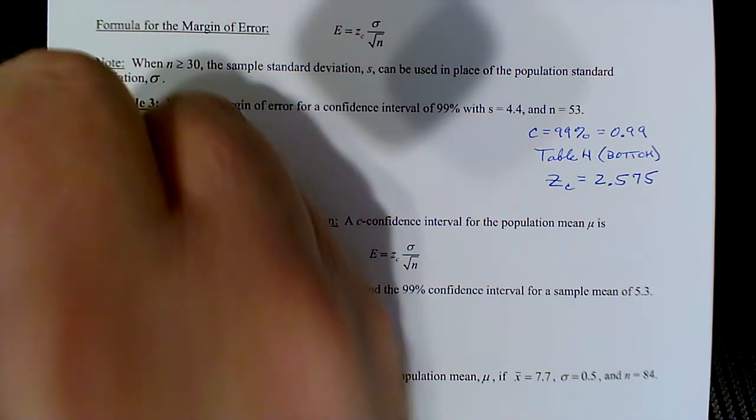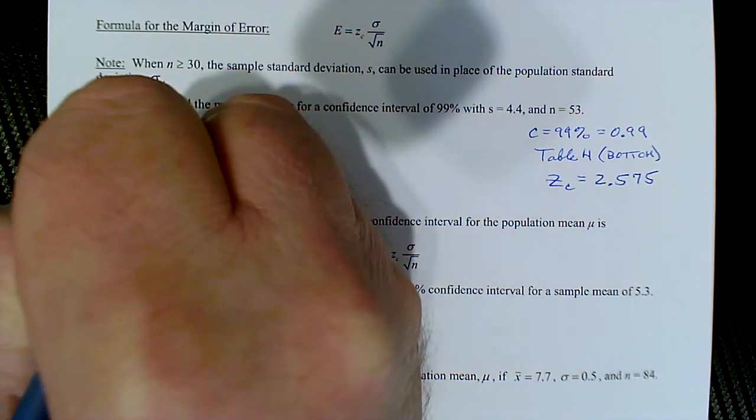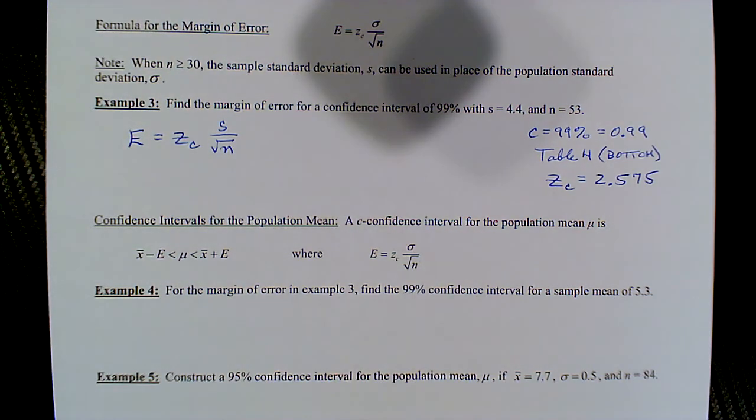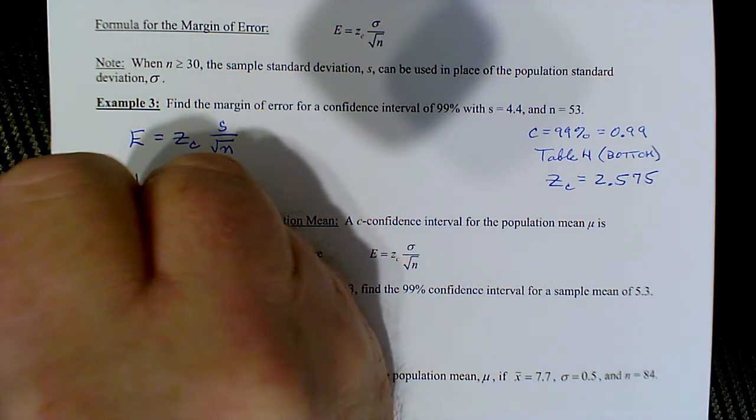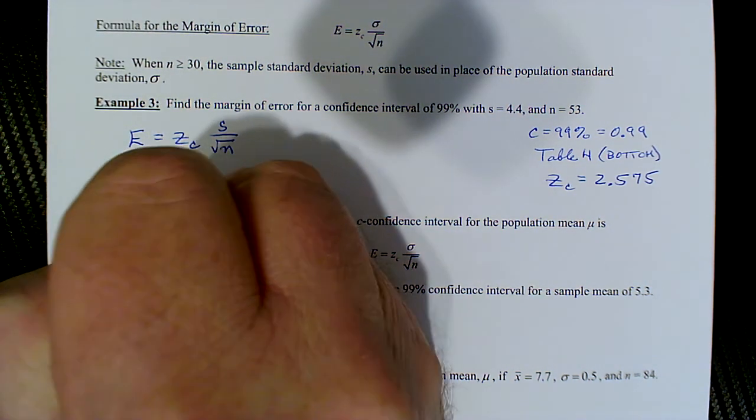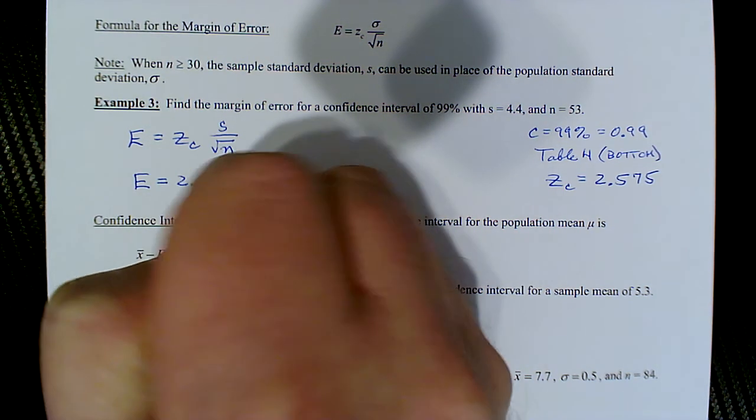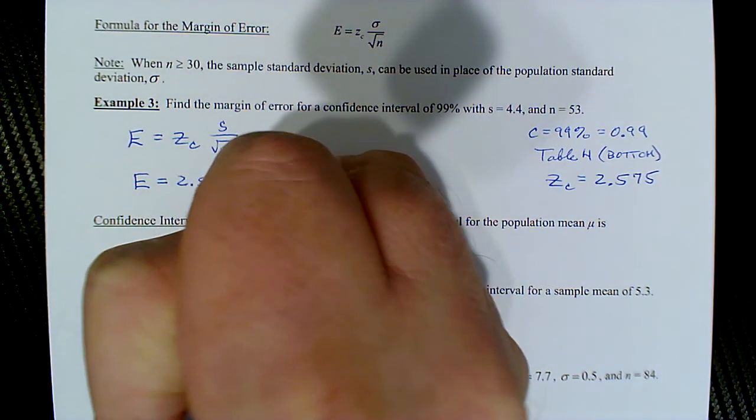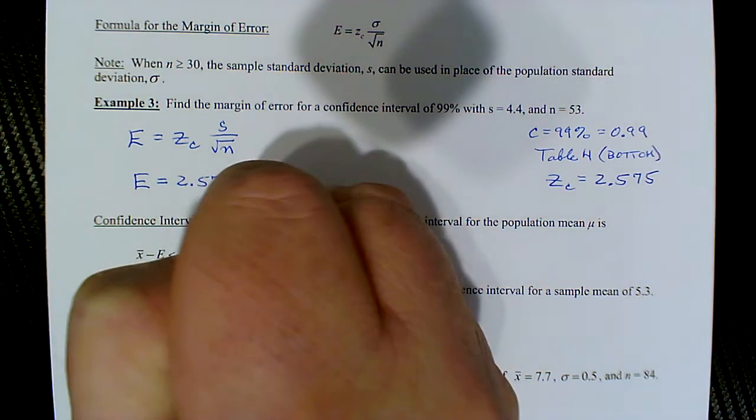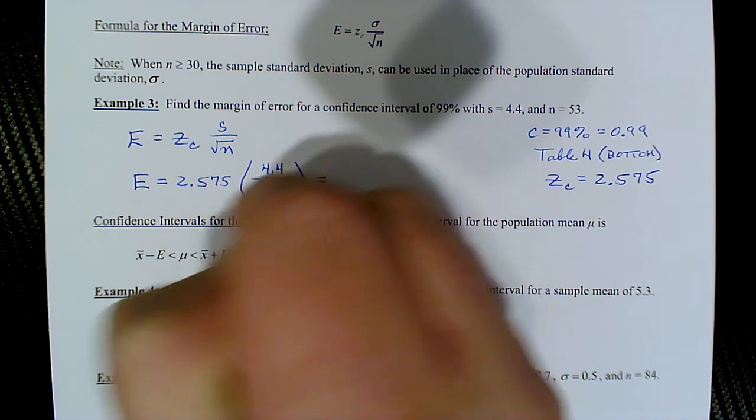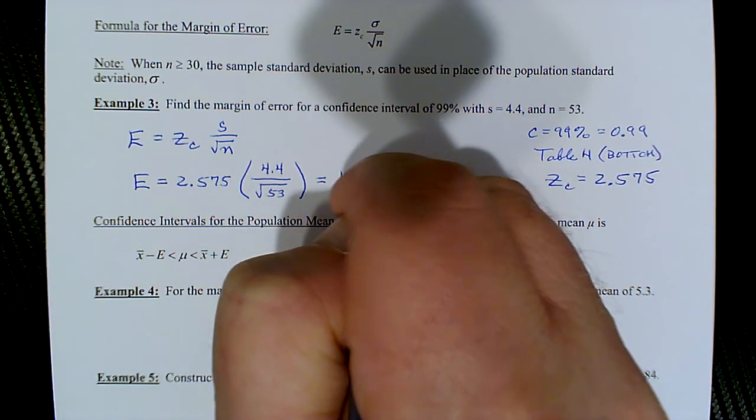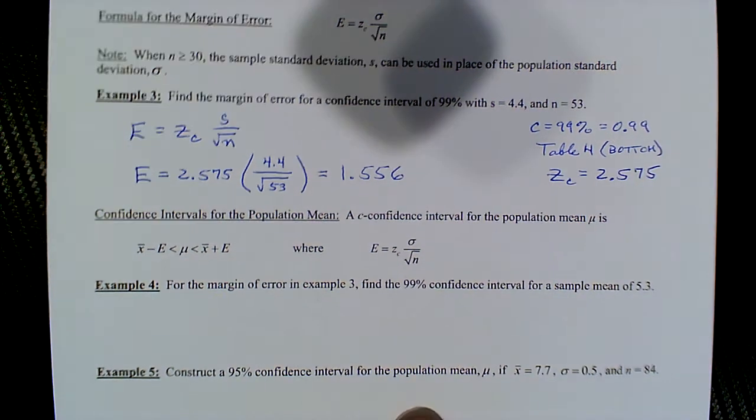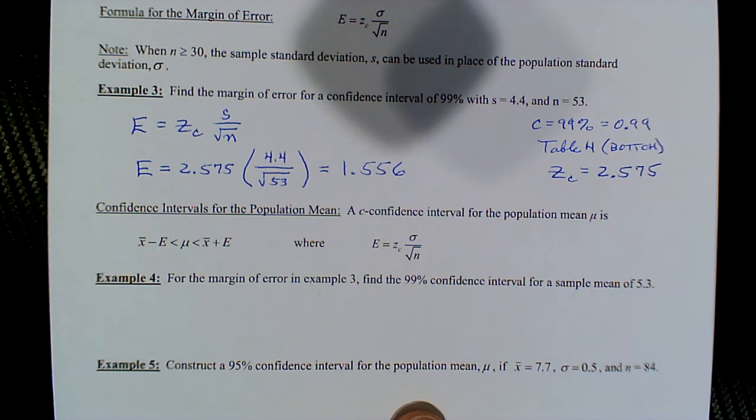Okay, so then the margin of error is given by the formula Z sub C, and we could replace the sigma with an S, over the square root of n. That would be 2.575. I always put parentheses here, you don't have to, times S was 4.4 over the square root of n, which was given to be 53. So make sure you can calculate that. I'm going to choose to round it to 3 decimal places, so approximately 1.556. So double check and make sure you can do those calculations.